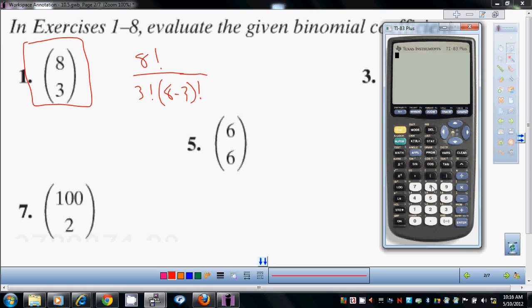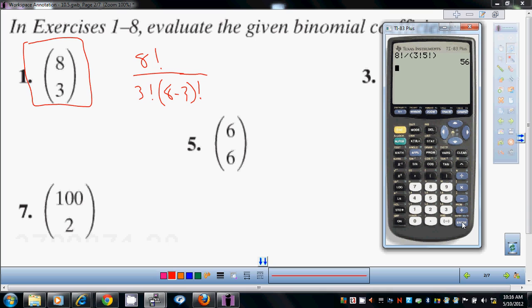What was I doing? Oh yes, 8 factorial divided by the product of 3 factorial. And I'm just going to jump the gun here. What's 8 minus 3? It is 5 factorial. So it's 8 factorial divided by 3 factorial times 5 factorial, and you should have gotten 56. So that little symbol means to do that.